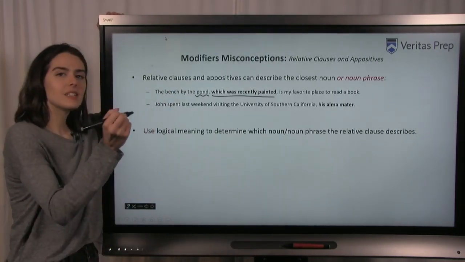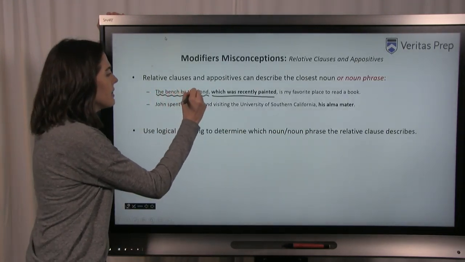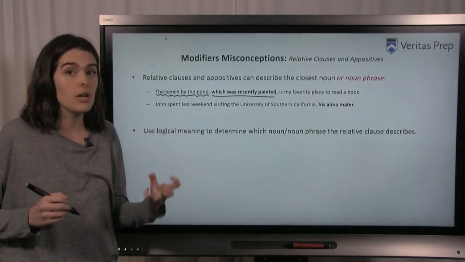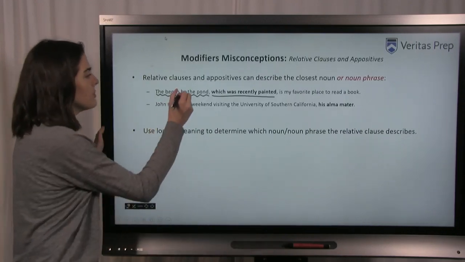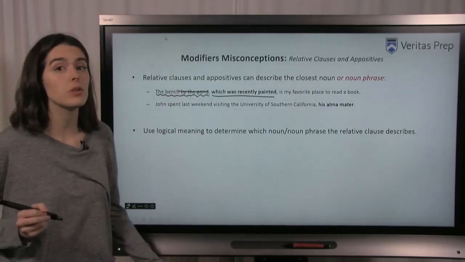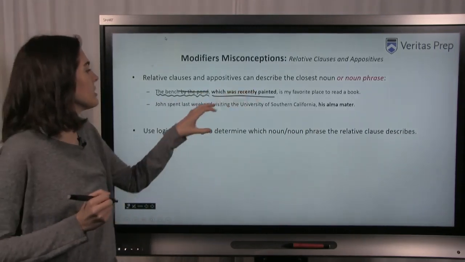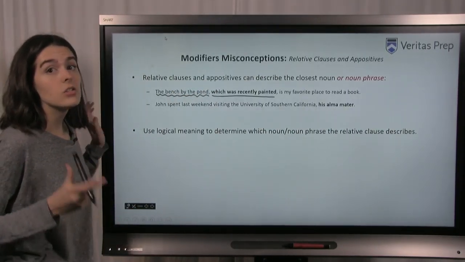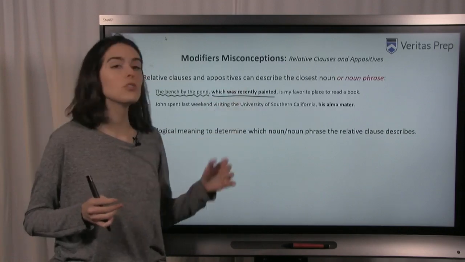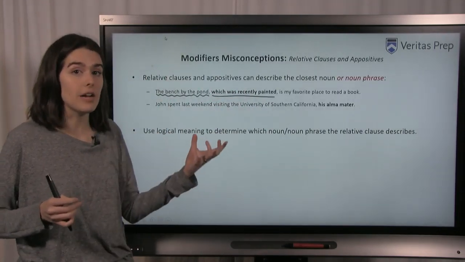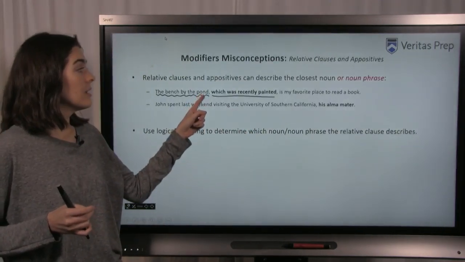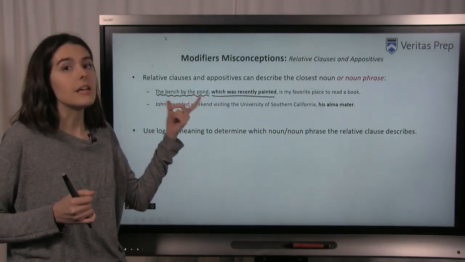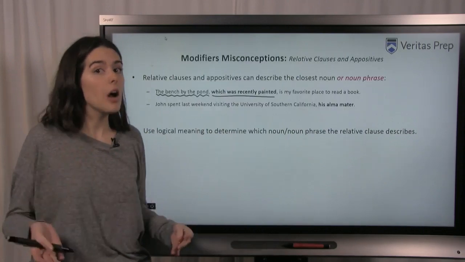So what it's instead gonna describe is this whole noun phrase, the bench by the pond. So by the pond is one of those prepositional phrases, which means we can basically slash and burn it from the sentence if we want. And instead, which was recently painted is describing the bench, but specifically the bench by the pond. So, when we have a relative clause or an appositive next to a noun phrase, it can describe either the noun that is immediately next to it or the whole noun phrase that is immediately next to it. So there are a couple of options, right?